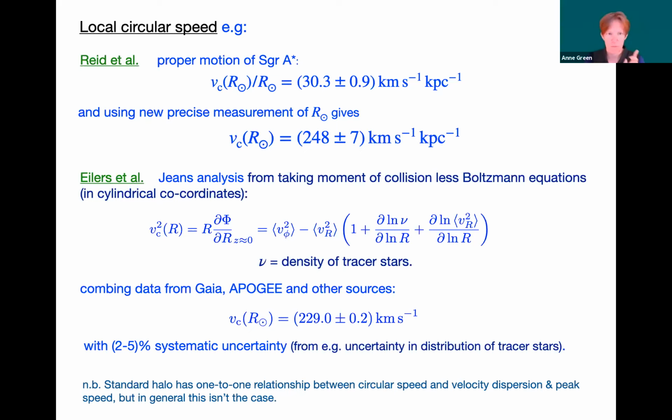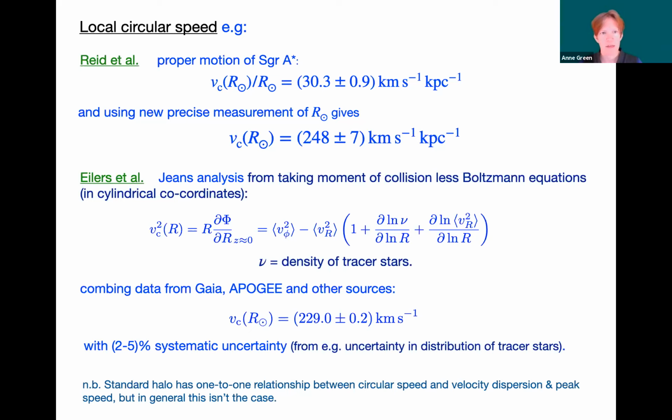And, as I've got a footnote at the bottom of this slide, in the standard halo model there's a simple one-to-one relationship. Once you've measured the circular speed, you know what the dispersion is. But in general, this sort of relationship is model dependent. And the second reason it's important is if you're doing a lab-based experiment, what you need to know is the dark matter distribution in the lab frame. So you need to know what the circular speed is to do your Galilean transformation between the rest frame of the halo and the rest frame of your detector.